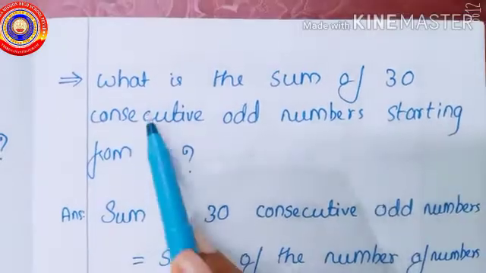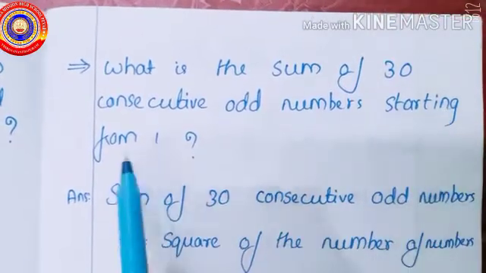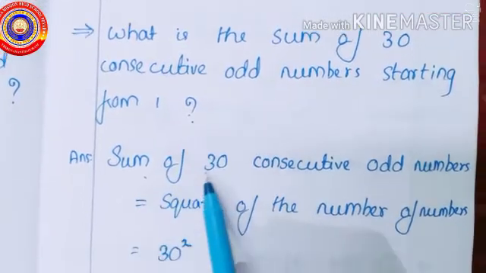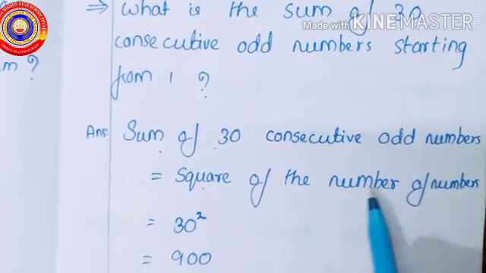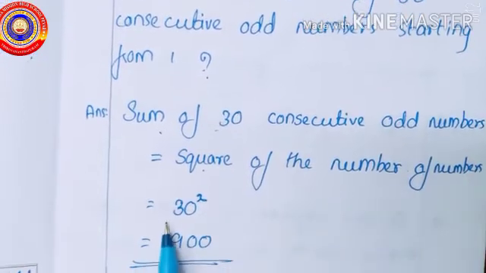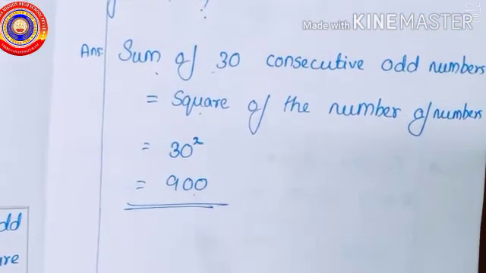Let's do a question using this idea. What is the sum of 30 consecutive odd numbers starting from 1? The answer is: the sum of 30 consecutive odd numbers is equal to the square of the number of numbers. That is, 30 square is equal to 900.